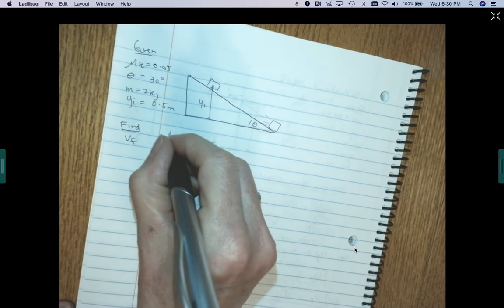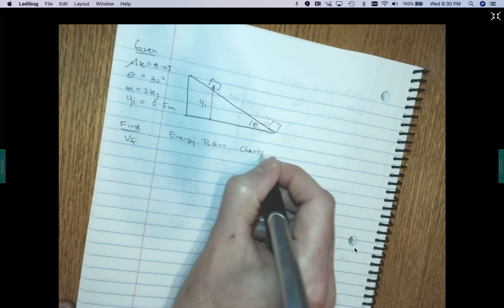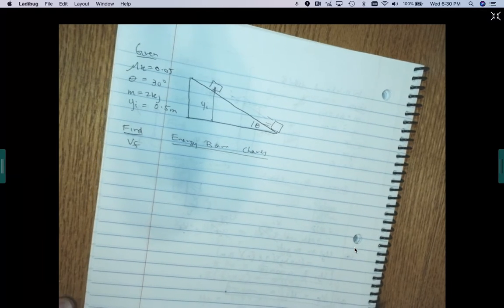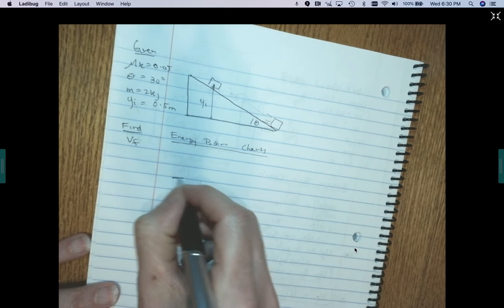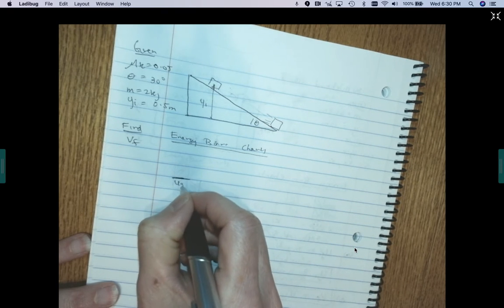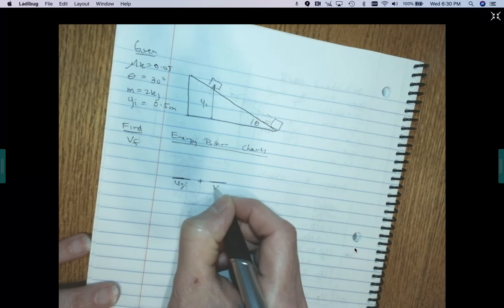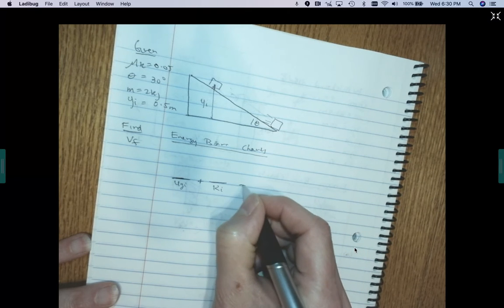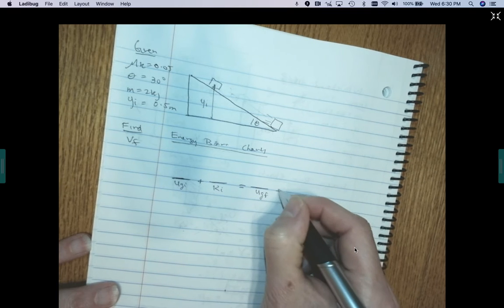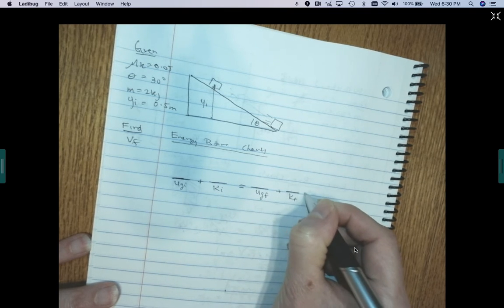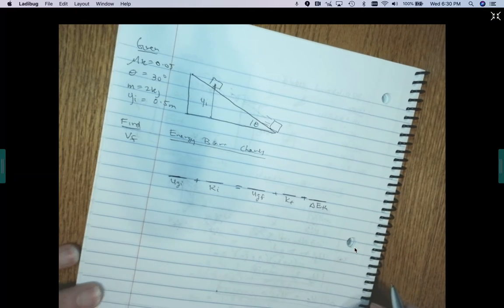So let's do our energy bar charts. All right, so initially we have gravitational potential energy. We'll put in kinetic here just for completeness, even though we start from rest. And then at the end, we have gravitational final potential energy, kinetic final, and we have some energy that's going to be lost due to friction, thermal energy.